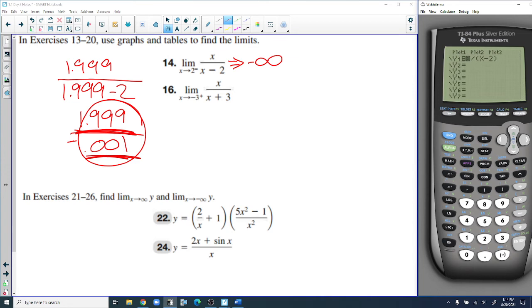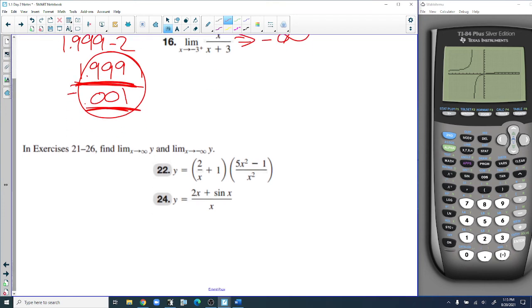Let's go x over x plus 3, and we're going to use a table to find out what's happening on the right side of negative 3. What's on the right side of negative 3? Negative 2.999. And that's going down to negative infinity also. If I look at the graph, on the right side of negative 3, it's going down to negative infinity. So this one is also approaching negative infinity.